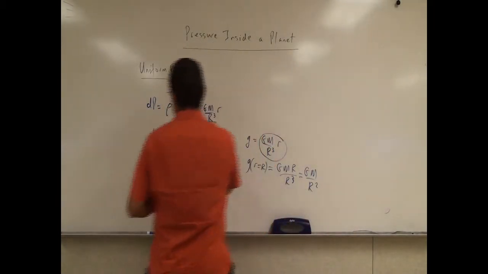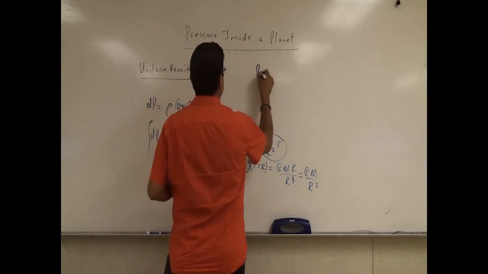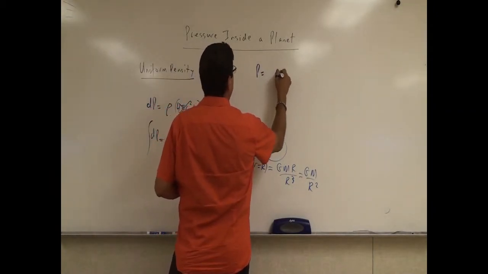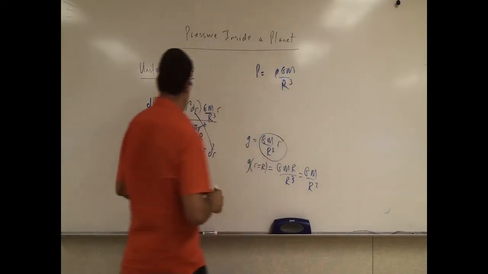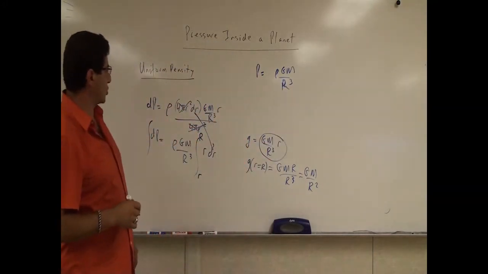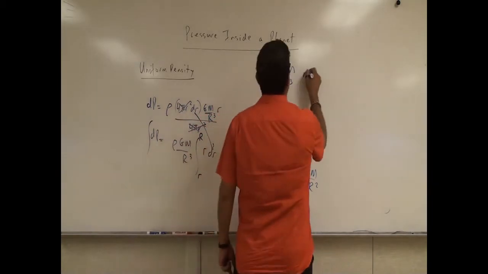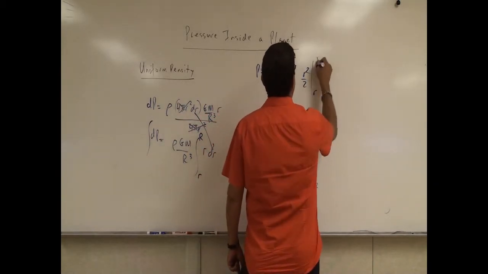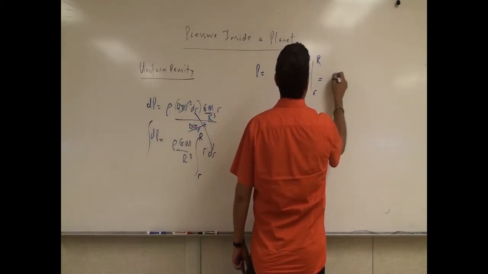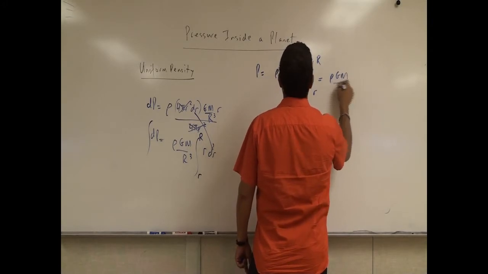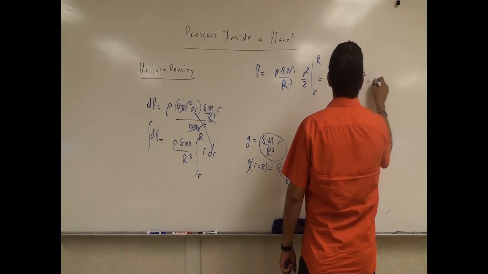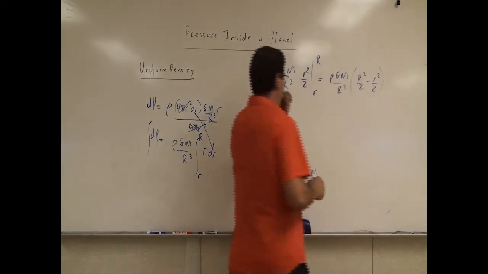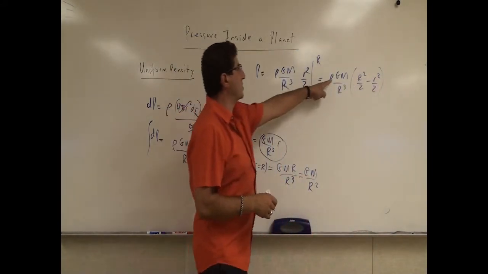Okay, so then we're going to integrate this, and we get the pressure is equal to rho g M over R cubed, right? And then the integral of that is going to be r squared over 2, r squared over 2 from r to R. Then you're going to have here rho g M over R cubed times R squared over 2 minus r squared over 2, right? And then we can put down what the density is.